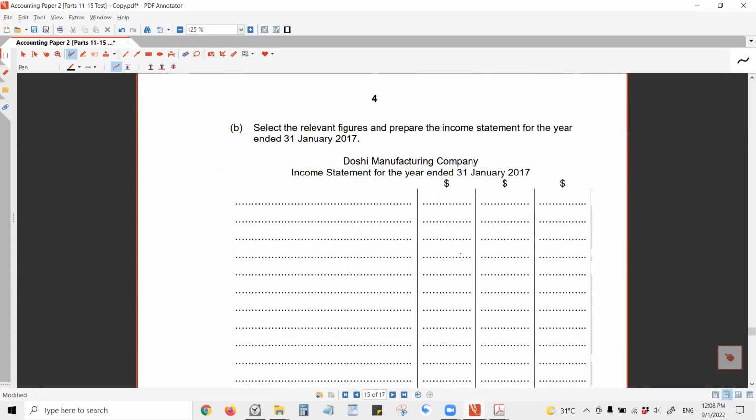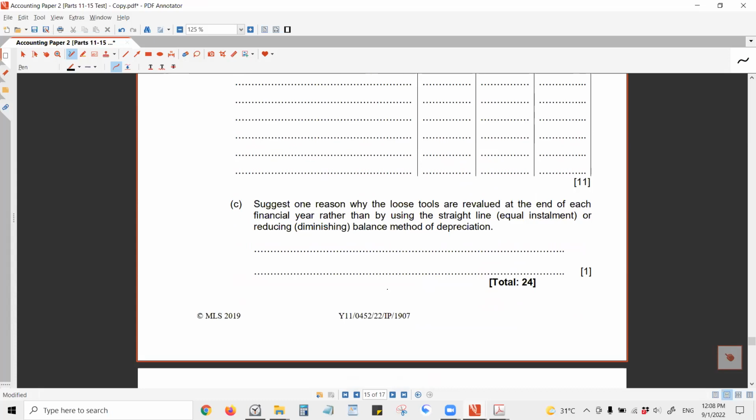Next question, part B. I'm trying to see the overview of the question first. I'm trying to see what each part asks us for. Part A asks us for the manufacturing account. Part B asks us for the income statement. And then part C is a theory question.